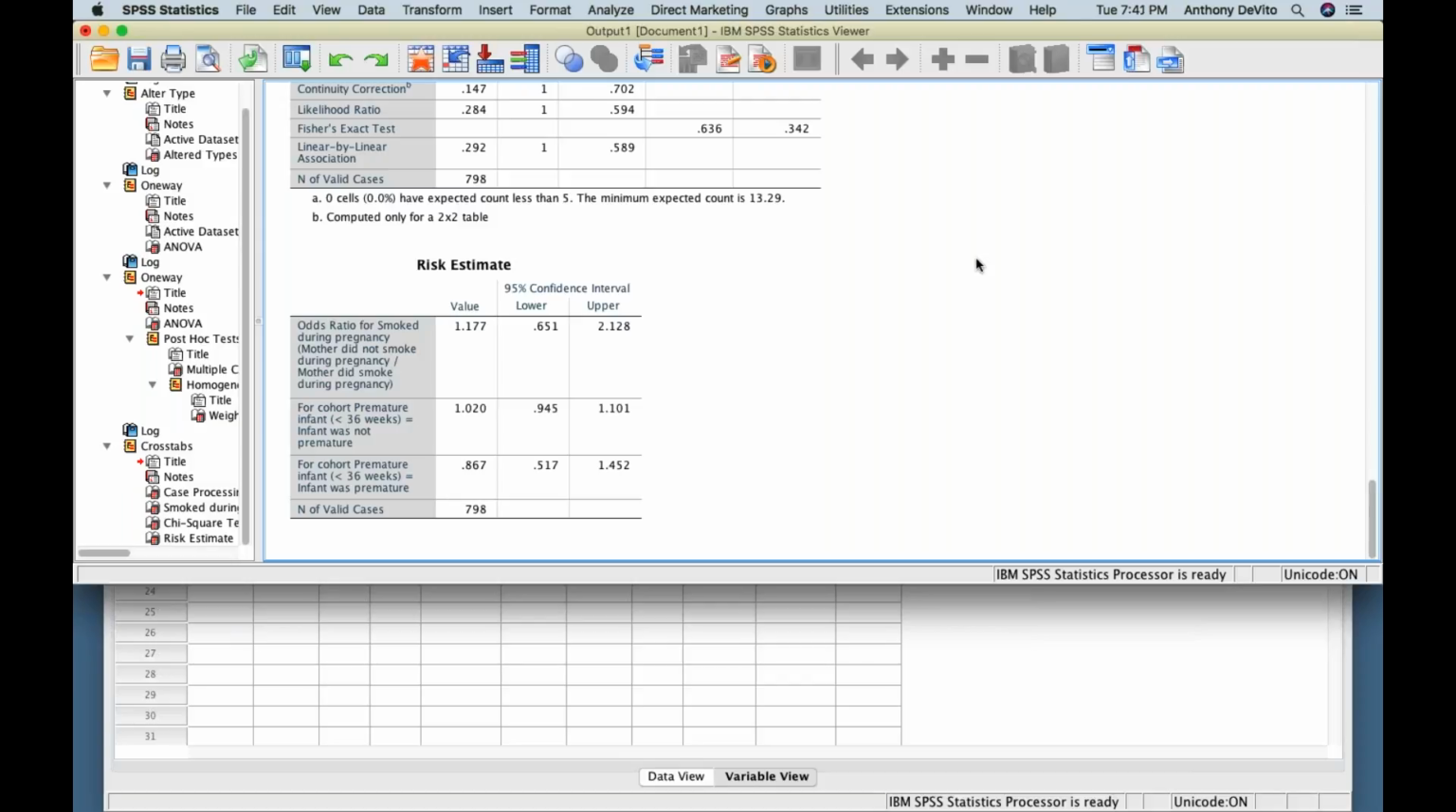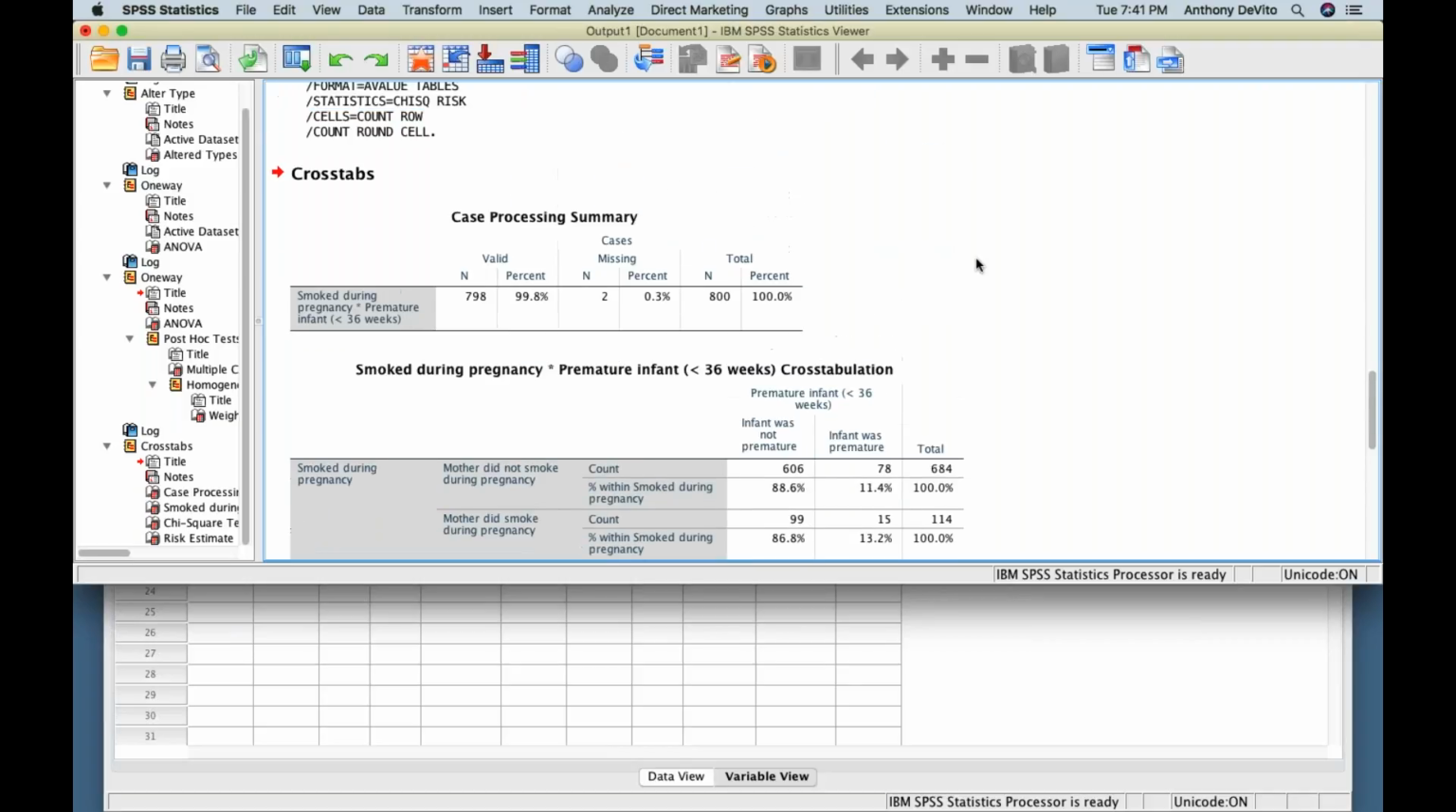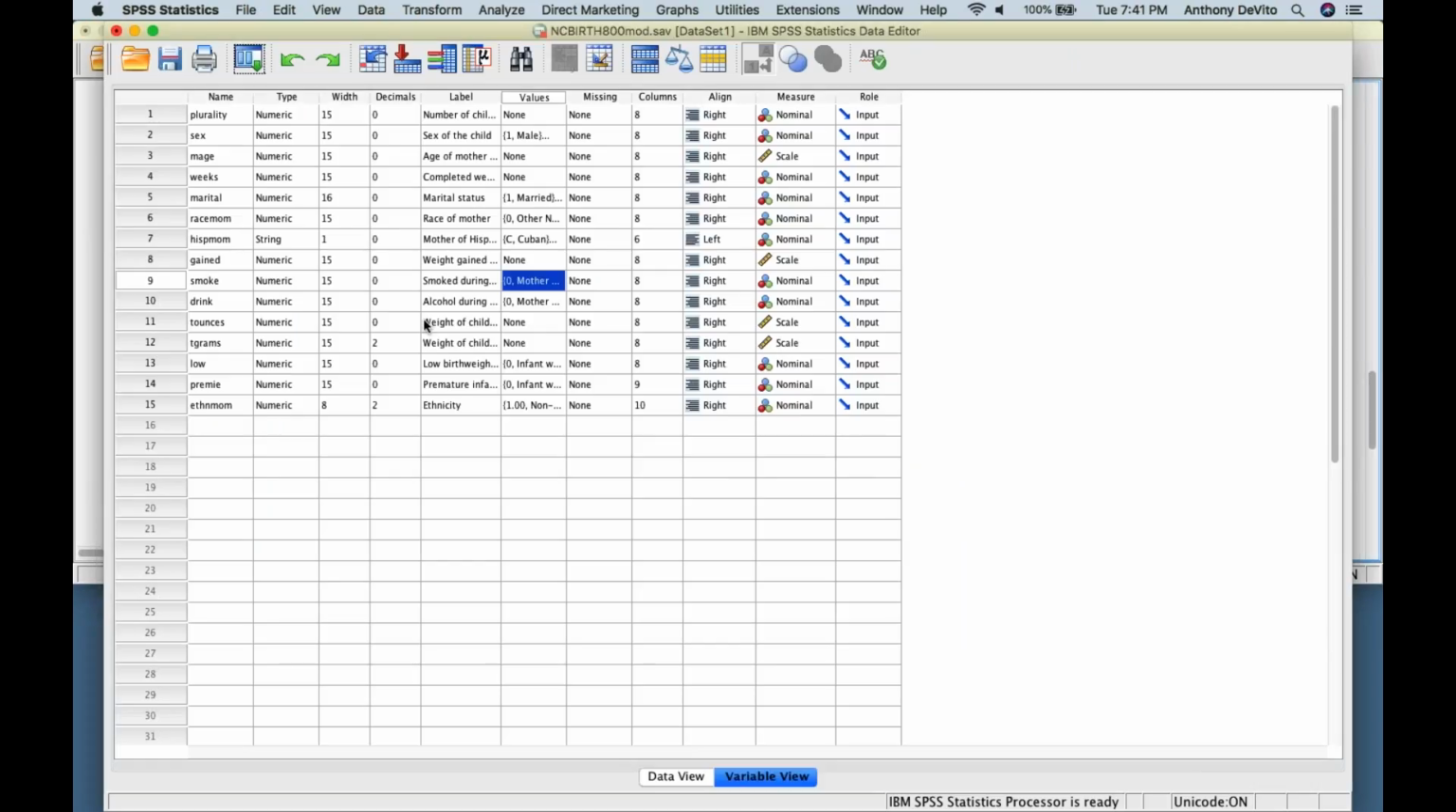Now I just brought up something else. What about smoking and whether or not you have a low birth weight baby? The birth weight is what kind of variable? Continuous, a numerical variable, right? And low birth weight is yes or no, right? We have a variable that says low birth weight, yes or no. I think. Let me check.